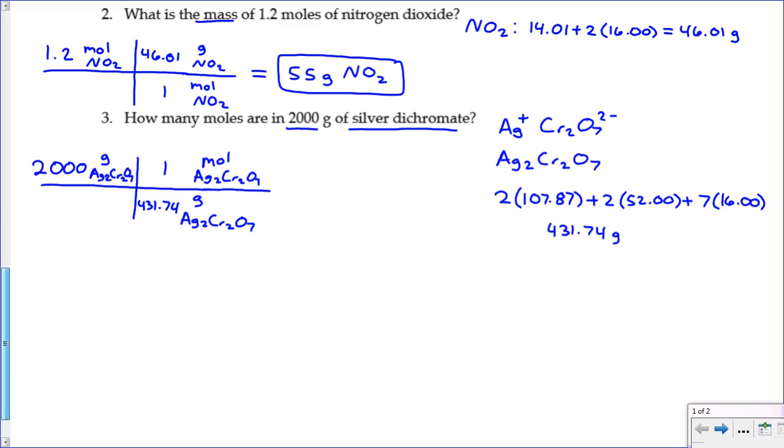As I said, 2,000 in this problem has 1 sig fig. 431.74 has 5 sig figs. So our answer is only going to have 1 sig fig. You put that in your calculator and you should get 5. It rounds to 5, and that is 5 moles of Ag2Cr2O7.